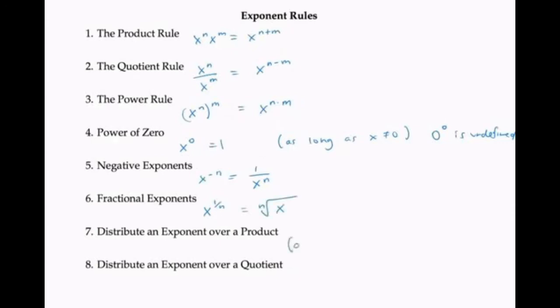We can distribute an exponent over a product: a times b to the n is equal to a to the n times b to the n. And we can distribute an exponent over a quotient: a over b to the n is a to the n over b to the n. In the rest of this video, we will use these exponent rules to simplify expressions.